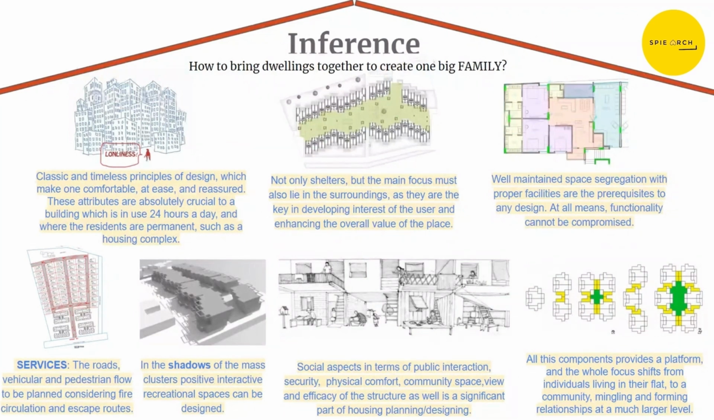We also require well-maintained space segregation with proper facilities that are the prerequisites of any design. At all means, functionality cannot be compromised. Talking about the services, the roads, vehicular and pedestrian flow must be planned considering the circulation and escape routes. The shadows of the mass clusters should initiate a positive interactive recreational space. Social aspects in terms of public interaction, security, physical comfort, community space, view and efficacy of the structure as well is a significant part of housing and planning. All these components provide a platform and the whole focus shifts from individual living in their flat to a community, mingling and forming relationships at a much higher level.